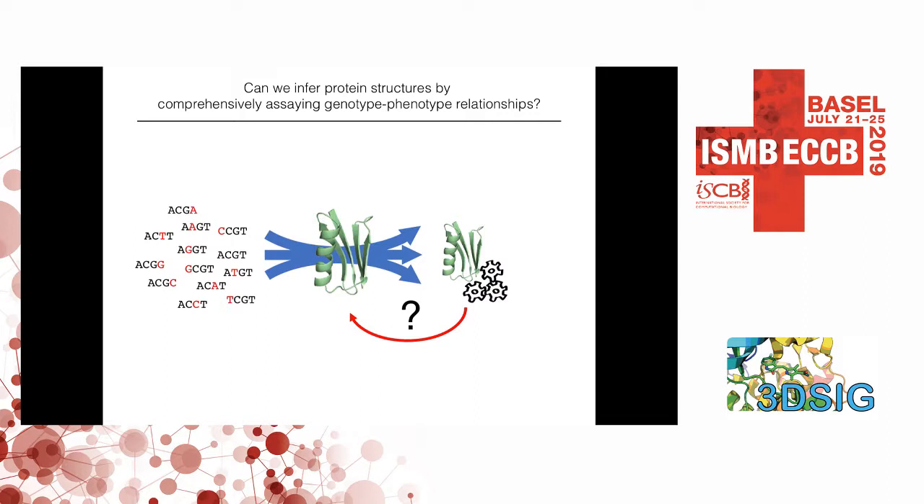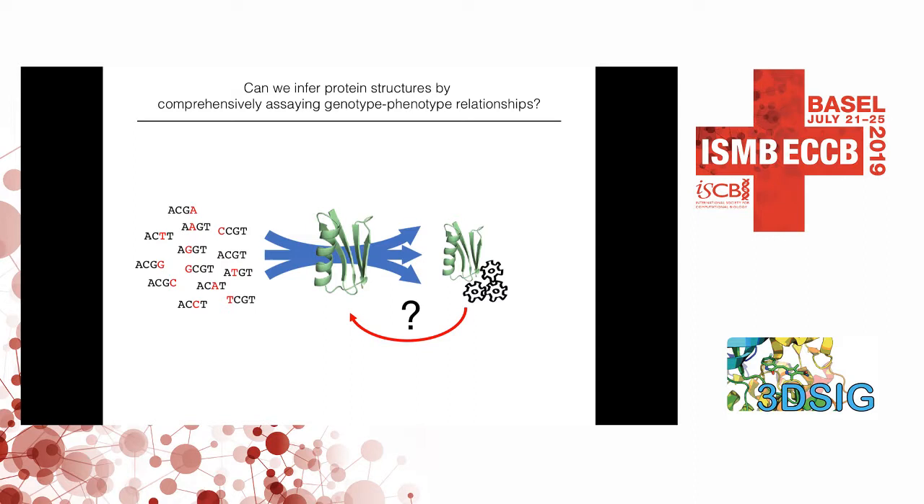And so here, what we've been asking is the question: if we have a lot of genetic variation of a protein of interest, and we were able to comprehensively read out the phenotypic effects of each of these variants, shouldn't we be able to detect patterns and relationships that can somehow tell us what the underlying protein structure is, and how it has transformed genotype to phenotype?